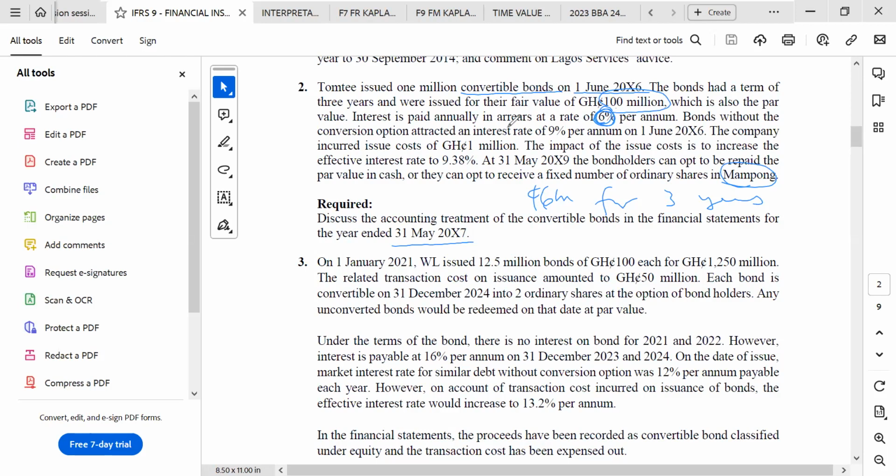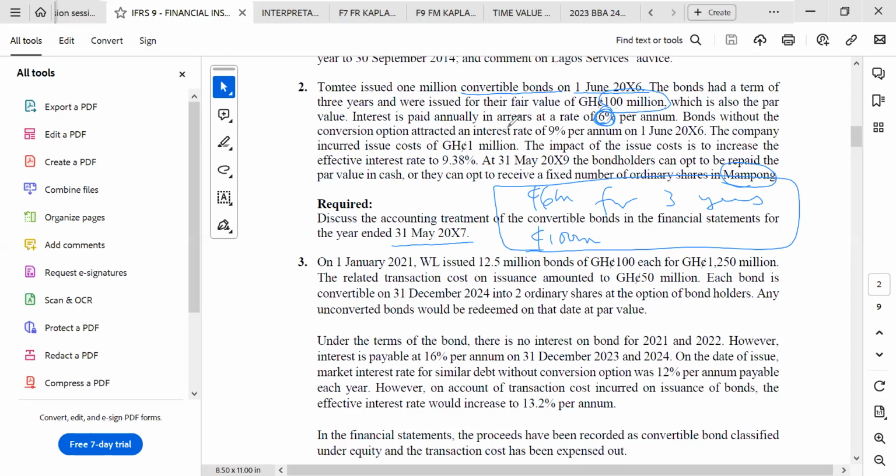And at the end of the third year, what will happen? We will pay their money back to them in cash. So at 31 May 2029, the bondholders can opt to be repaid the par value in cash. So what we do is that we just use the redemption value. So the par value is 100 million. So these are the cash flows that the debt holders will be receiving. Each year, they will be receiving interest of 6 million. But at the end of the third year, they will receive their value, which is the par value, 100 million.